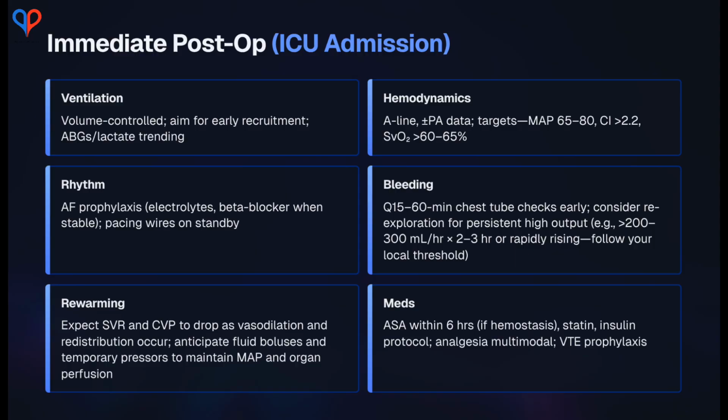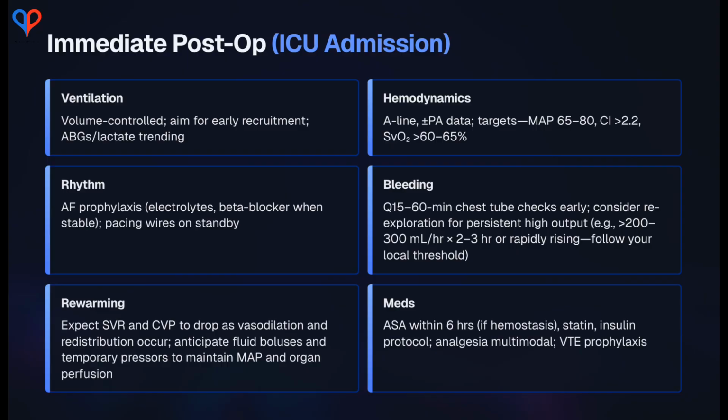Target a MAP of 65 to 80, a cardiac index above 2.2, and a mixed venous saturation above 60 to 65%. Watch the chest tubes frequently. Their output tells you the bleeding story. Notify CT surgery if their output is equal to or exceeds 100 milliliters in an hour, and keep electrolytes in the sweet spots to prevent arrhythmias.